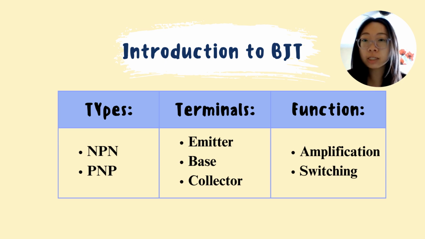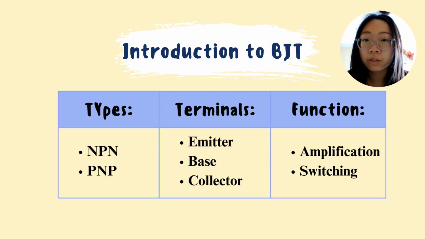Now, let us discuss the bipolar junction transistor, or BJT. A BJT is a semiconductor device commonly used for amplification and switching applications. There are two main types of BJTs, namely NPN and PNP transistors. A BJT has three terminals: the emitter, the base, and the collector.